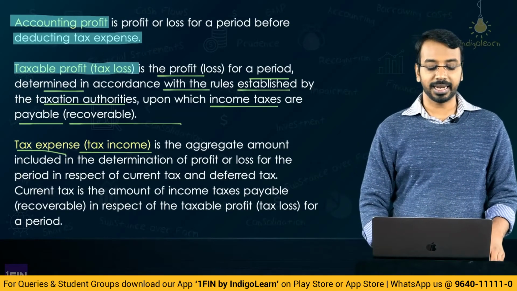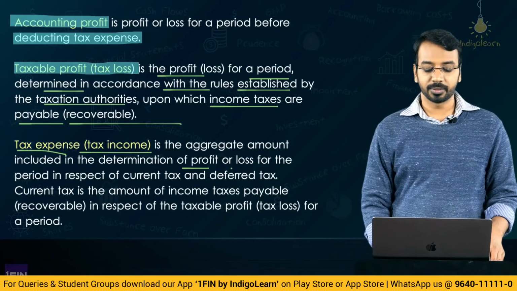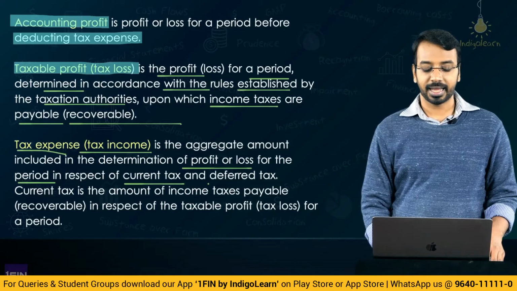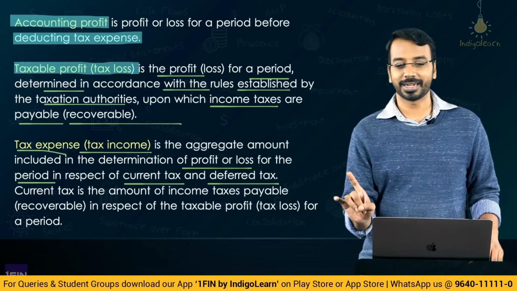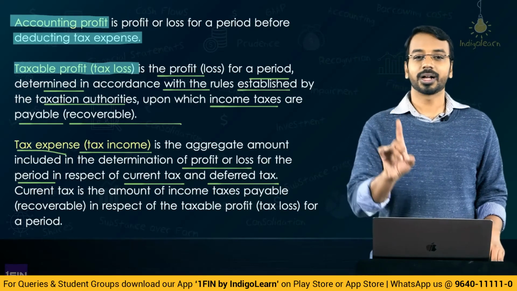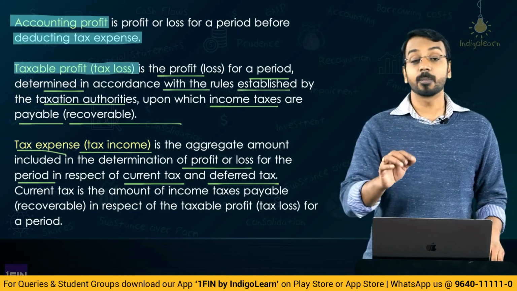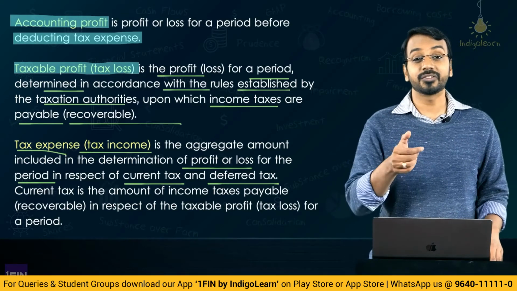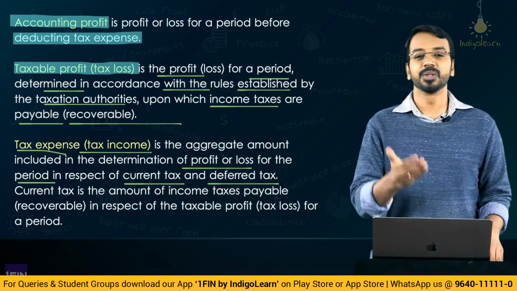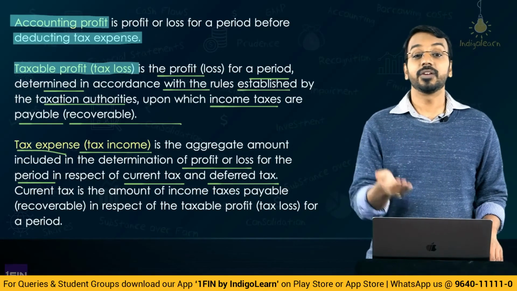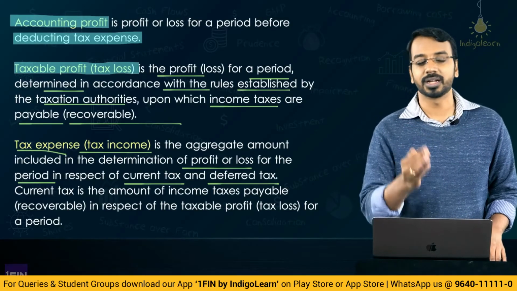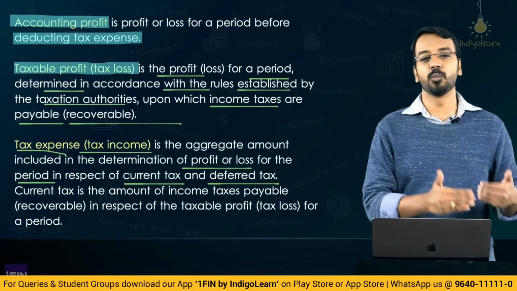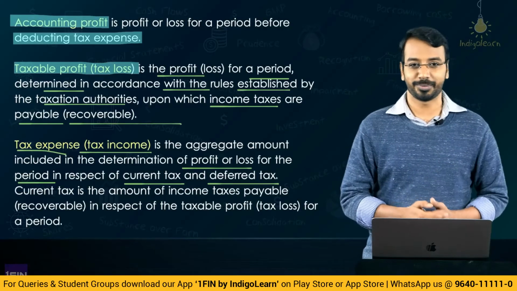So, what is tax expense? Tax expense is the aggregate amount included in the determination of profit and loss for the period in respect of current tax and deferred tax. Simply put, total tax expense is equal to current tax plus deferred tax. Now, if it is a deferred tax liability that you have created, then you will increase the expense. If it is a deferred tax asset, a kind of a benefit, you will reduce the expense. As we do problems, you will have a better grip on this.